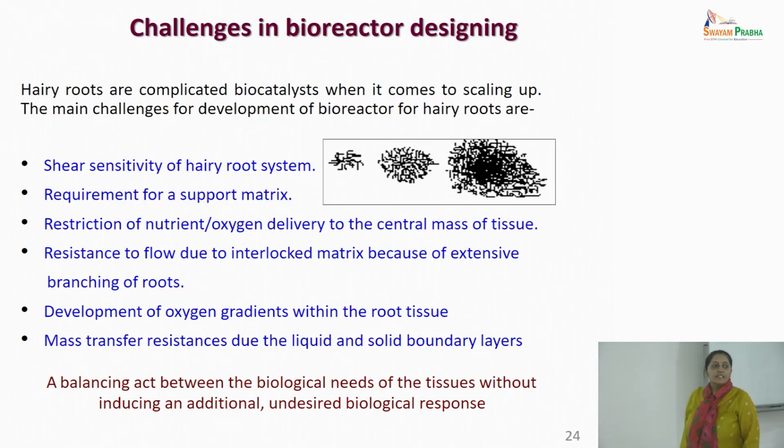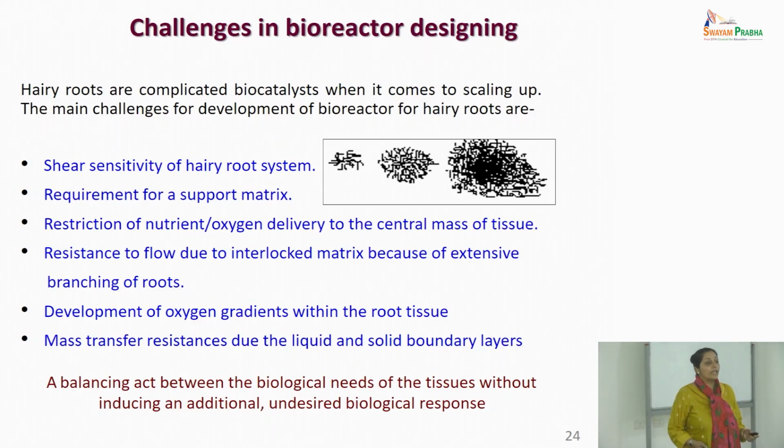Having said that, there is a challenge. Although now we have been able to overcome the limitations of plant cell suspension cultures, there is a challenge of scale up because of the very nature of hairy root cultures. See, this is how the hairy roots grow. So hairy roots are biocatalysts, which can have a challenge for scale up. The shear sensitivity of the hairy root system, because these are organ cultures, is one of the limitations when you are using them in stirred systems especially.